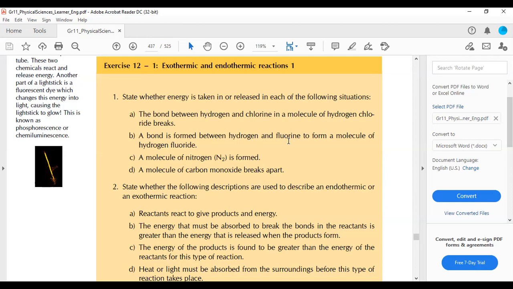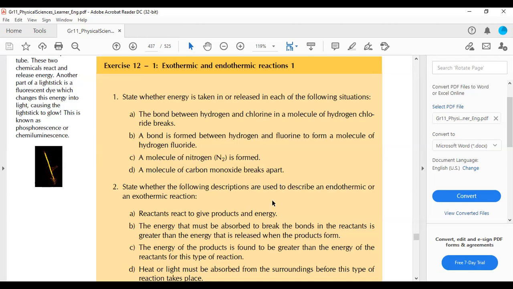A molecule of nitrogen is formed. So N plus N will give us nitrogen, and in here energy will be released as well. A molecule of carbon breaks apart. So this one, we take in energy in order to break the bonds and have a different kind of molecule. So this one is taking in, and number C is release.